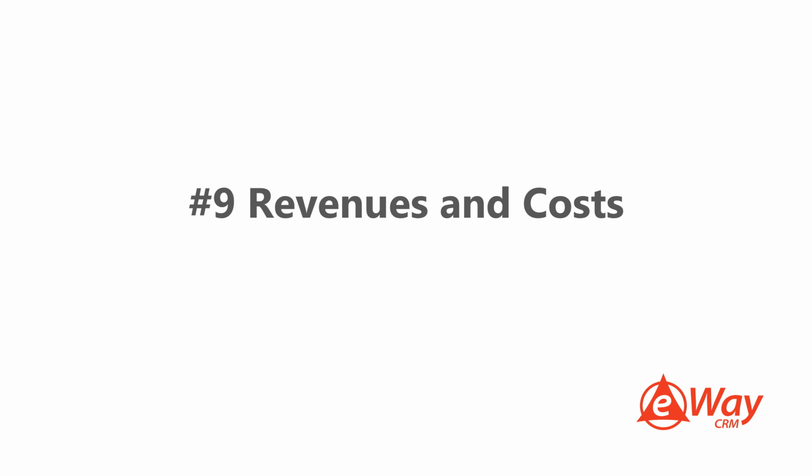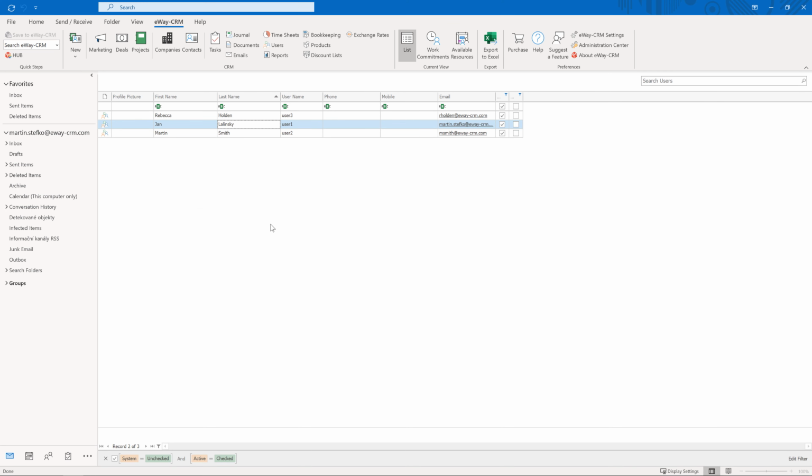9. Revenues and costs. Projects are not just about communications and follow-ups. Most companies want to track revenues and costs and generate project profit. eWay-CRM can help. You already know from the previous chapter that you can submit your timesheets. This is very important because timesheets are closely related to revenues and costs. Every hour you report can represent an income and a cost. If you add invoices to the puzzle, you can get a nice project profit. Let's have a look at how to set it up.